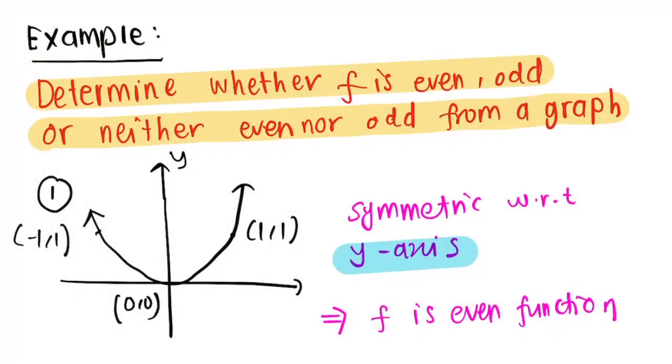In the first example, let's determine whether f is even, odd, or neither even nor odd from a graph. So we are given a graph here. Let's look at where the symmetry line is. This is a smiley graph. We can see that this graph is symmetric towards the y-axis. If you put a mirror here, the right hand side is just the same as your left hand side. Therefore, we can say that this graph is symmetric with respect to the y-axis. Therefore, the graph is an even function.